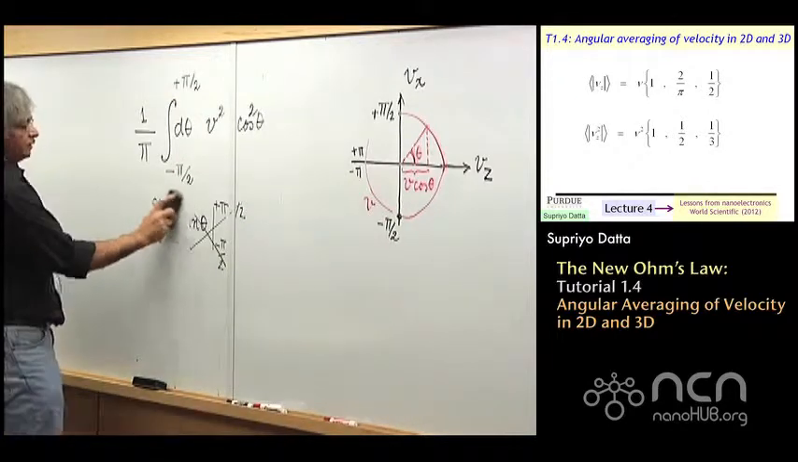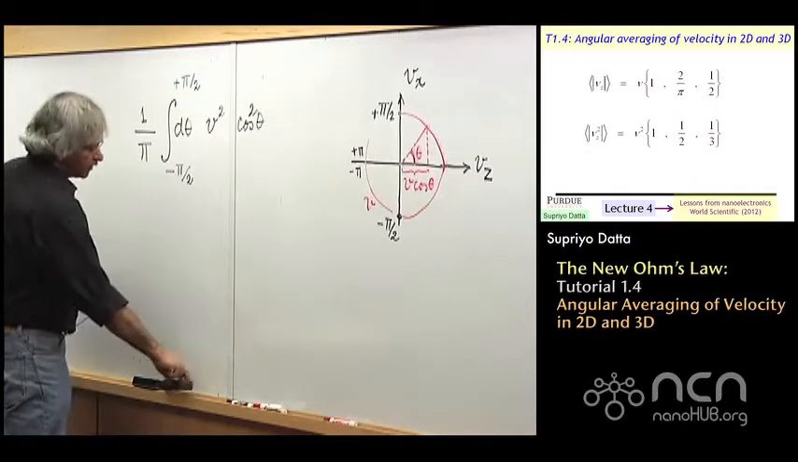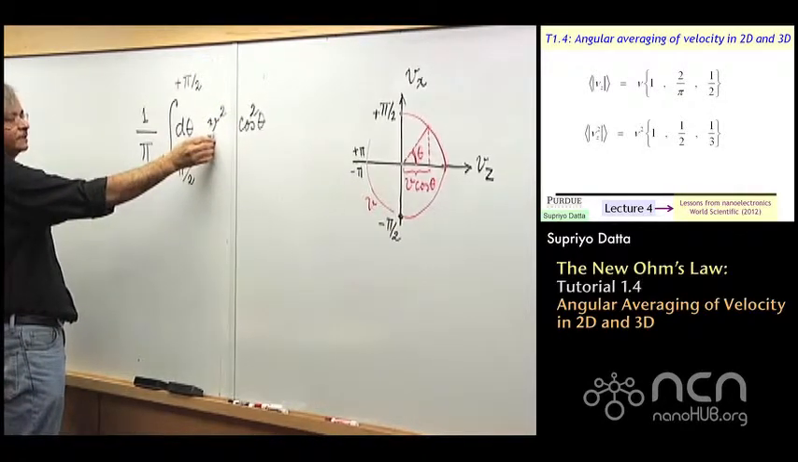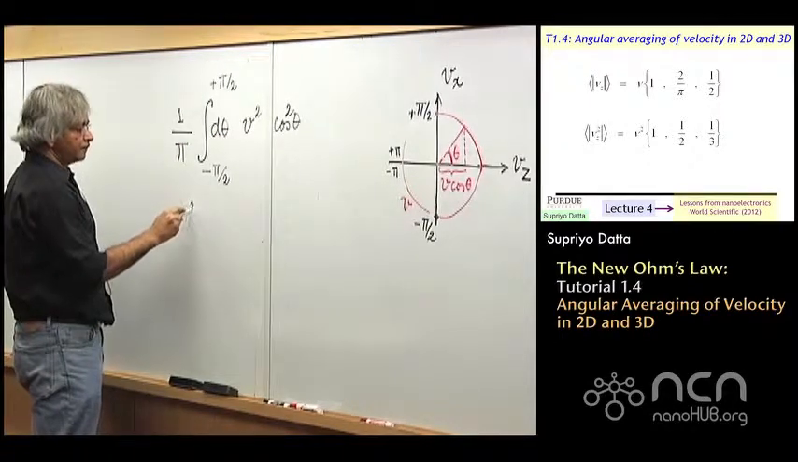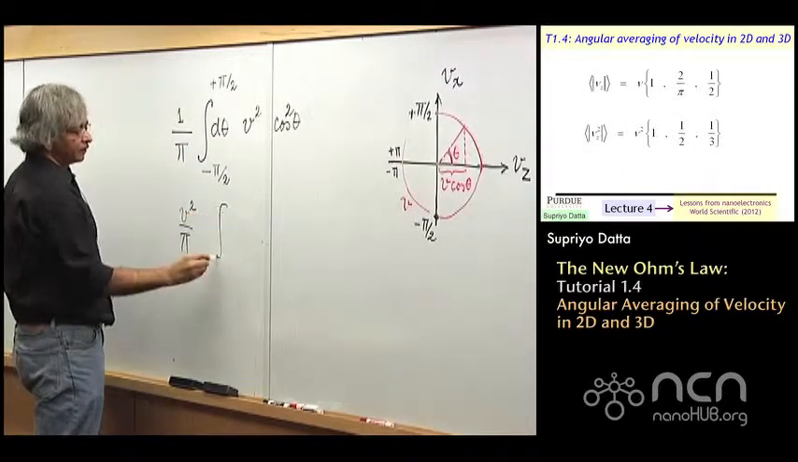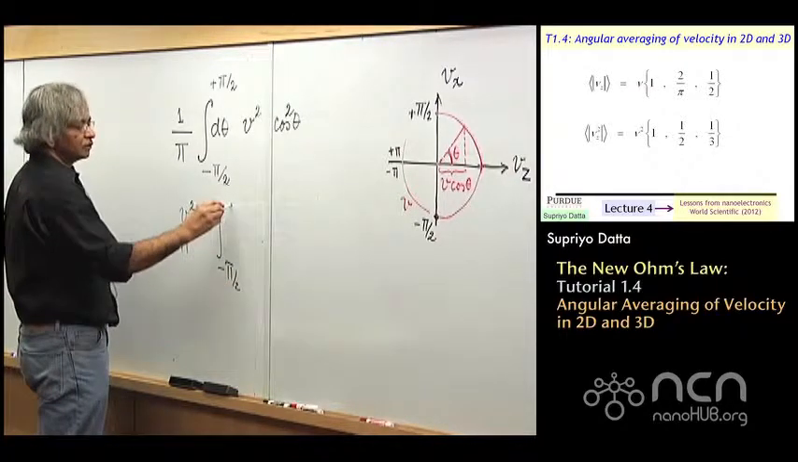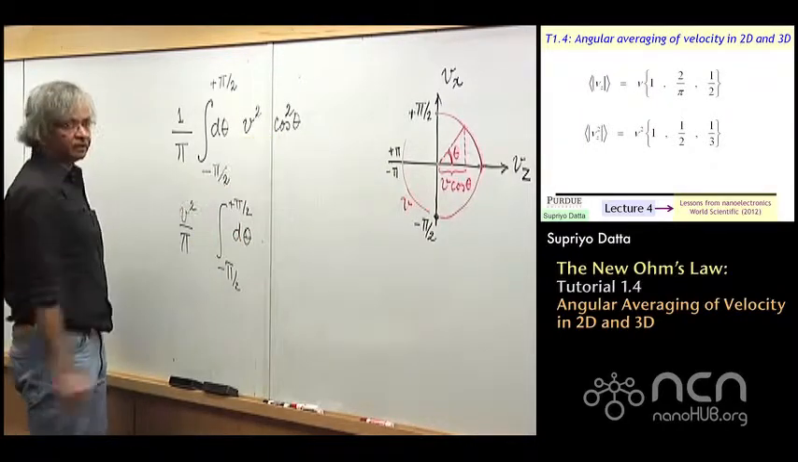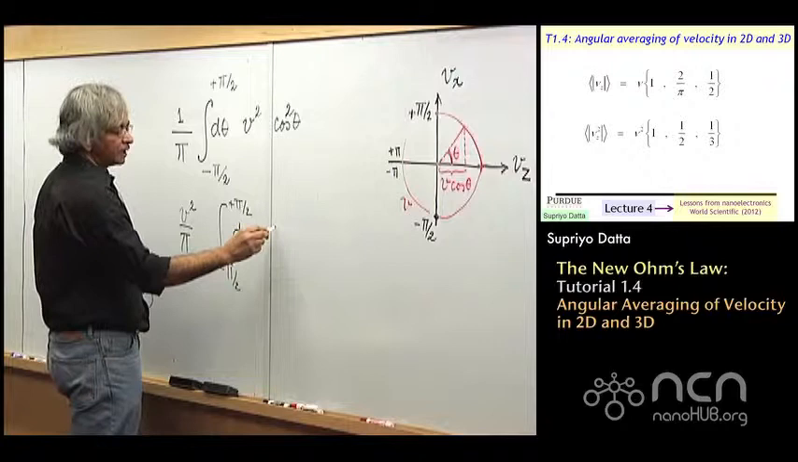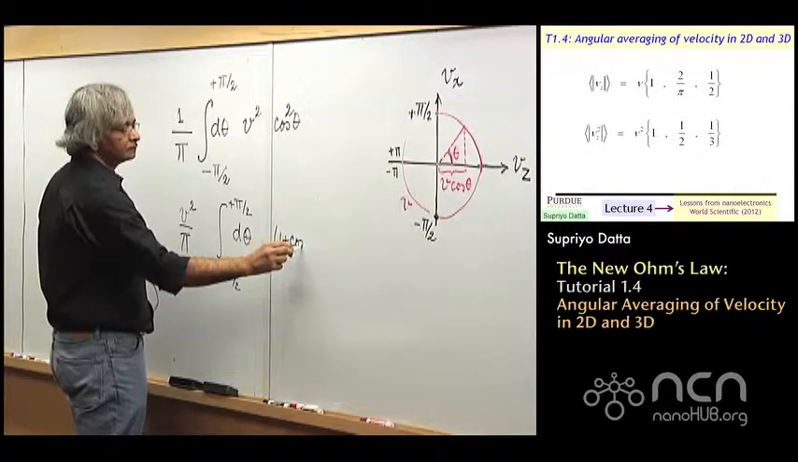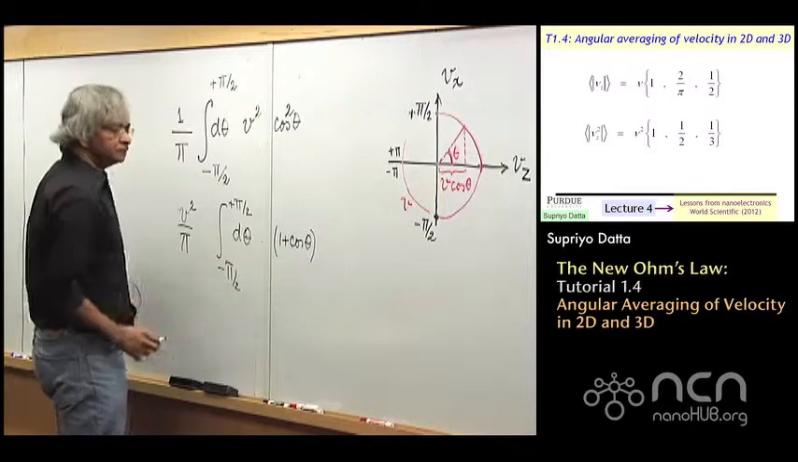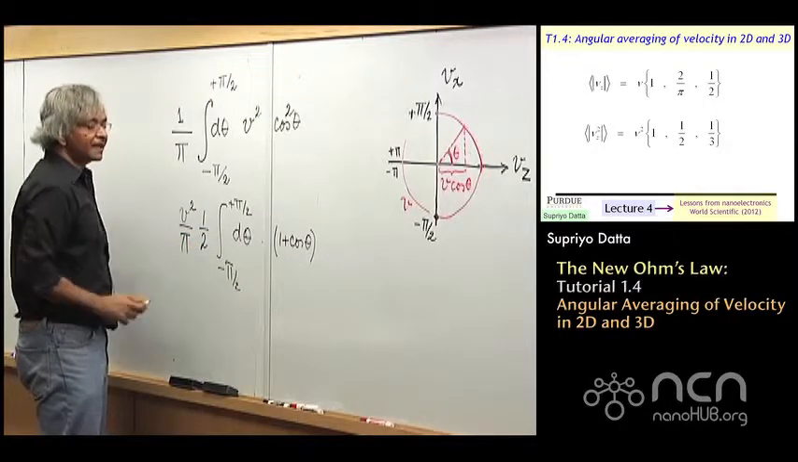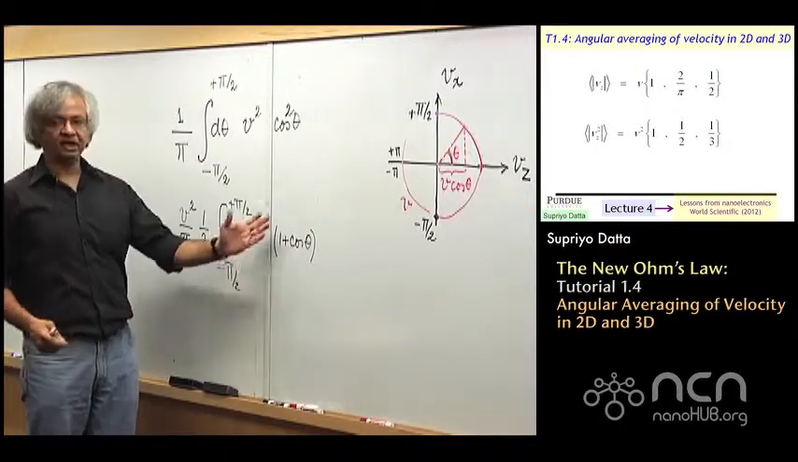Now all that remains is to do that integral, and what you get is something like this. Okay, let me pull the V squared out. V squared over pi, integral from minus pi over 2 to plus pi over 2 d theta, and cosine squared theta you can write as 1 plus cosine, and you can pull out a half. So it is half of 1 plus cosine.